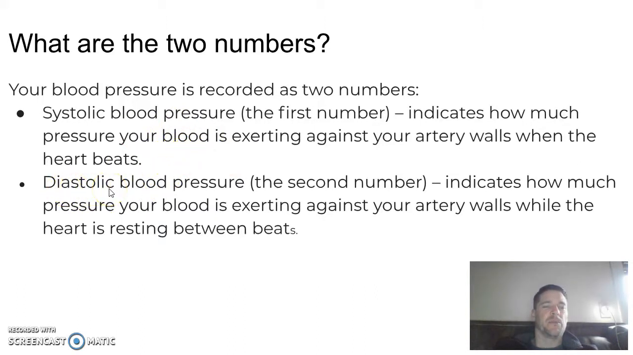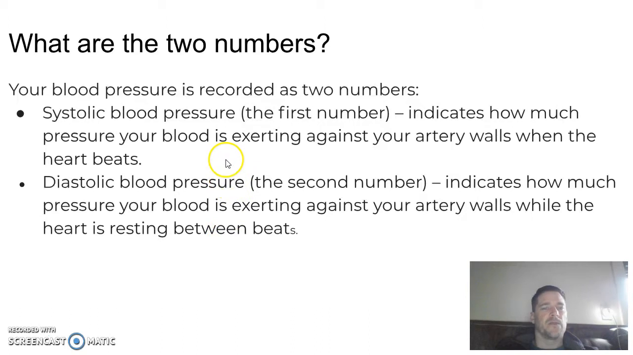Diastolic blood pressure is the second number. It indicates how much pressure your blood is exerting against your artery walls while the heart is resting between beats. So the heart beats, it rests, and then how much pressure do we have after it beats? Once again, in those arteries, the vessels that carry blood back to the heart.